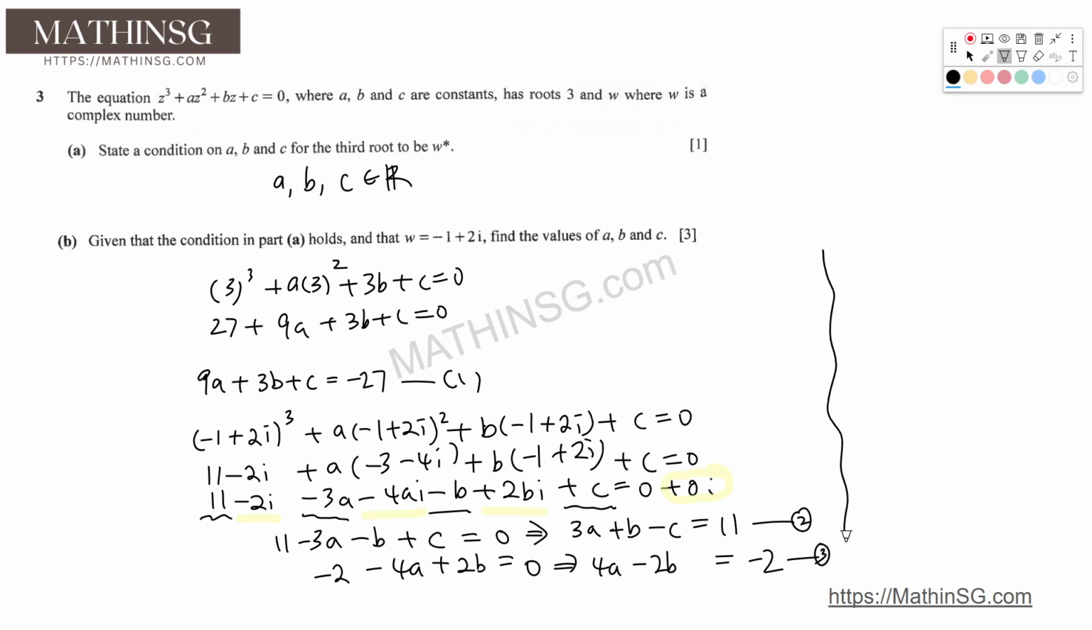So 3 unknowns, 3 equations, great. So I can now use the GC to solve. So by GC, I will get a equals minus 1, b equals minus 1, and c equals minus 15. Alright, so this is the answer for question 3.